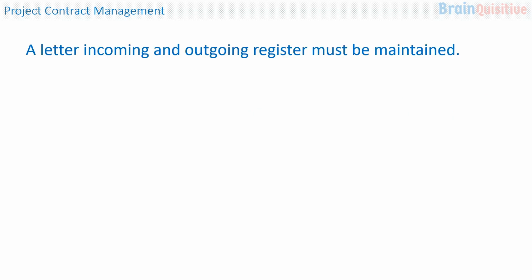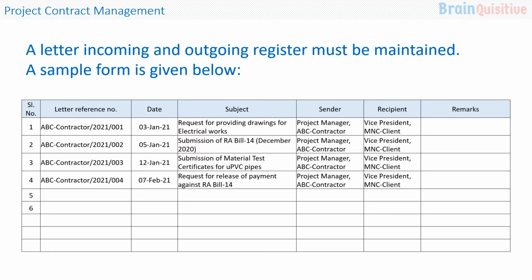A letter incoming and outgoing register must be maintained at the project site. A sample form is given below. There is the letter reference number, the date, the subject on which the letter was written, who has sent the letter, and who is the recipient of this letter. These are recorded in a simple format which can be helpful for maintaining the serial number.